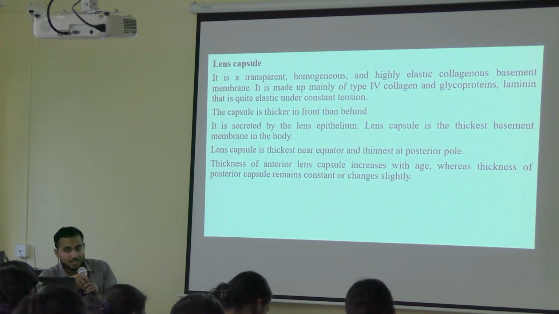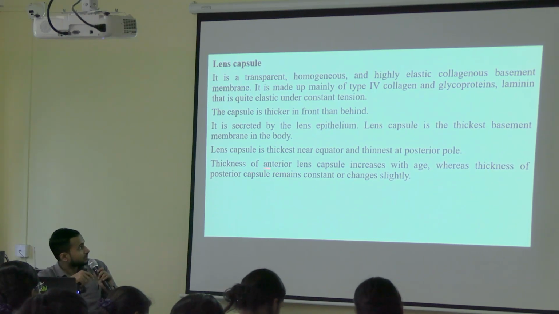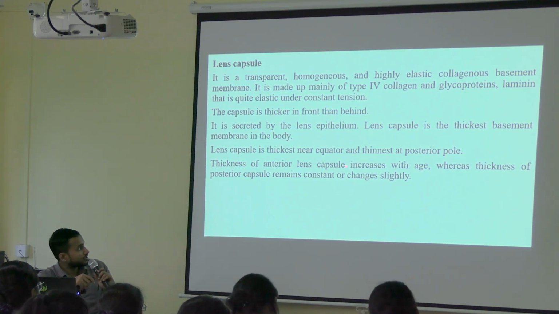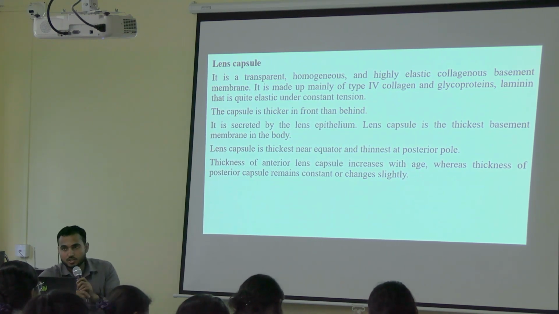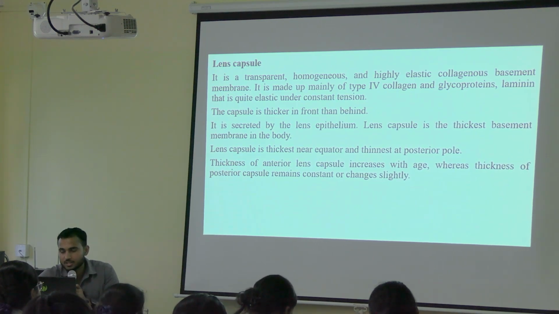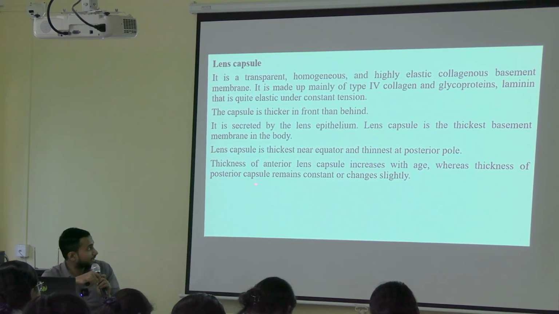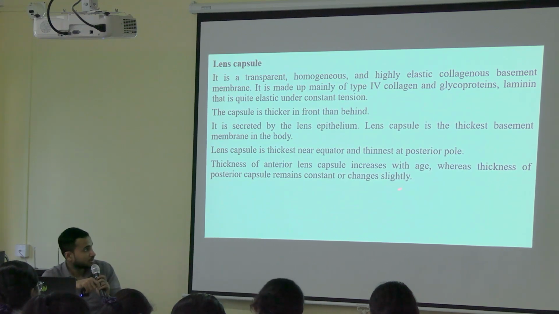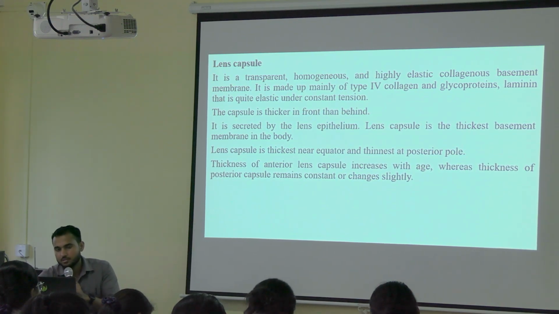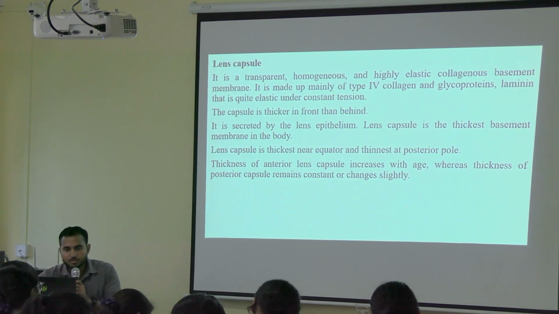Now there are some age-related changes also. As you can see, the thickness of the anterior lens capsule increases with age. As the age increases, the thickness will also increase. Whereas the thickness of the posterior part of the capsule remains constant or changes very slightly. So that is the lens capsule.